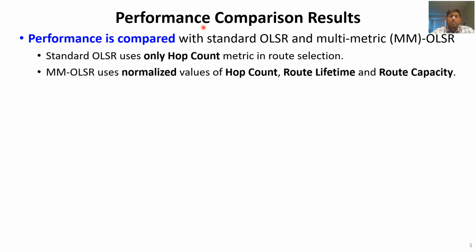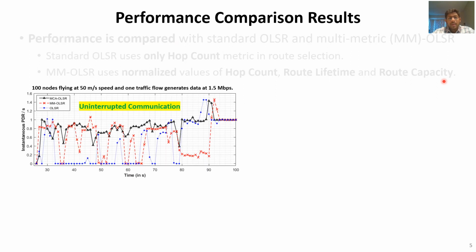The performance of our proposed scheme is compared with the standard OLSR, which considers only the hop count metric in the route selection, and multimetric OLSR, which considers normalized values of hop count, route lifetime, and route capacity. In the first plot, we have shown the comparison of instantaneous PDR versus time. Our scheme is shown in solid black color, and as you can see, it consistently gives a superior PDR value as compared to the remaining two schemes.